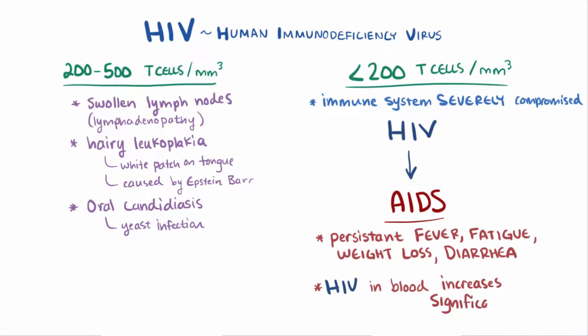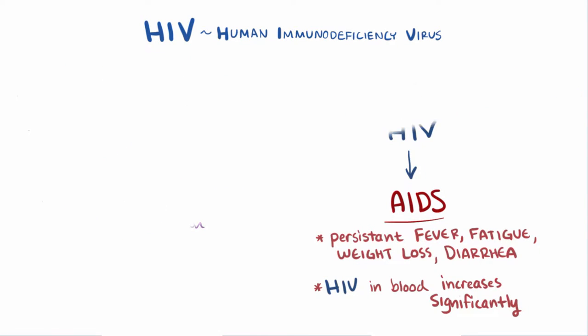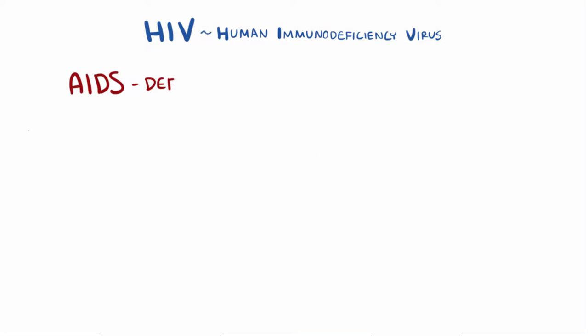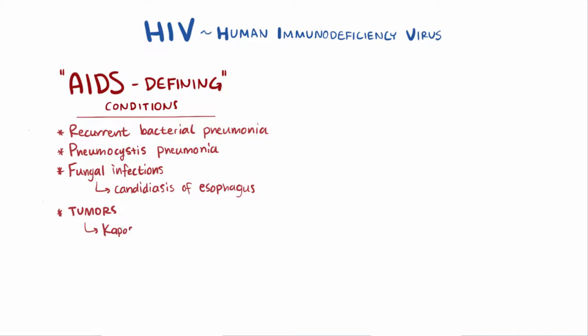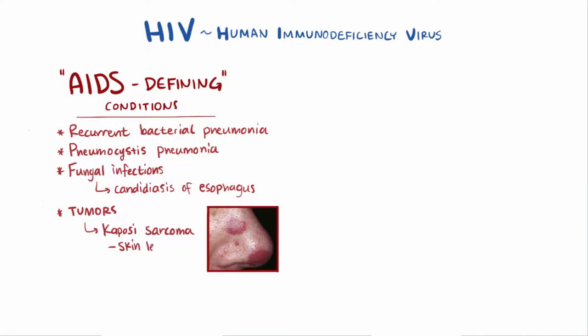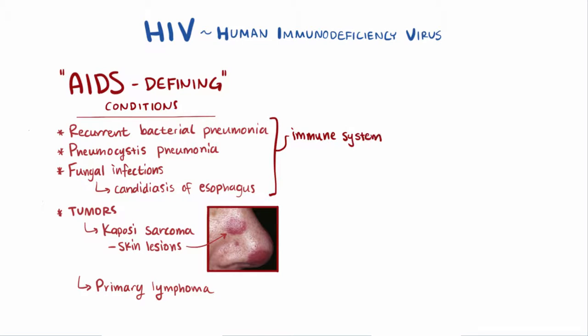At this point, certain conditions start to develop that are said to be AIDS-defining, such as recurrent bacterial pneumonia, pneumocystis pneumonia, and fungal infections like candidiasis of the esophagus. Other conditions include certain tumors and malignancies like Kaposi sarcoma, which causes lesions on the skin and other soft tissue, and primary lymphoma of the brain. Many people with AIDS die from infections that a healthy immune system would typically be able to fend off, like pneumocystis, cytomegalovirus, or Mycobacterium avium complex.